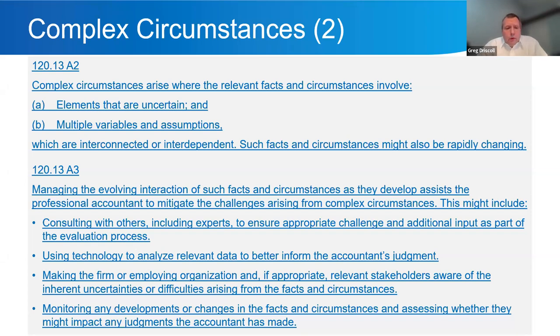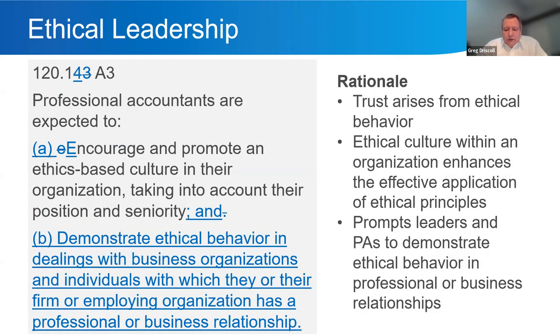A couple of more proposals here that I'll cover on the ethical changes here on the next slide. The next revision relates to ethical leadership and builds on those revisions made in the role and mindset standard related to organizational culture. And you can see the additional guidance here to paragraph 120.14A3, prompting professional accountants to demonstrate ethical behavior in professional or business relationships as an example for others to follow.